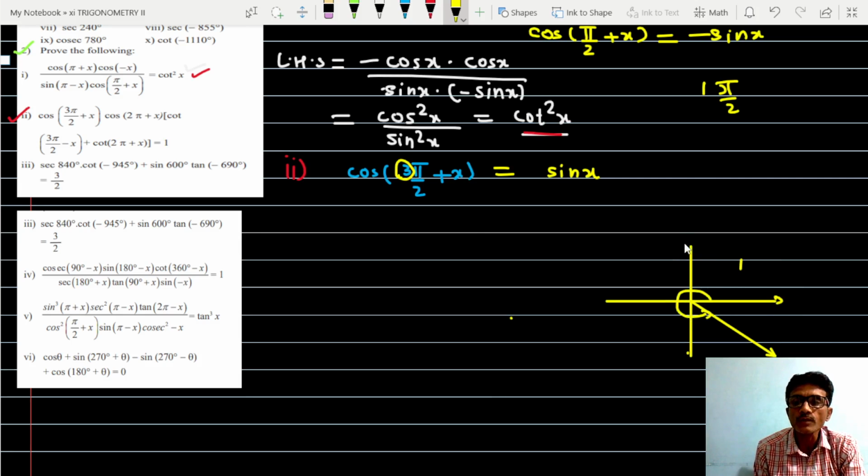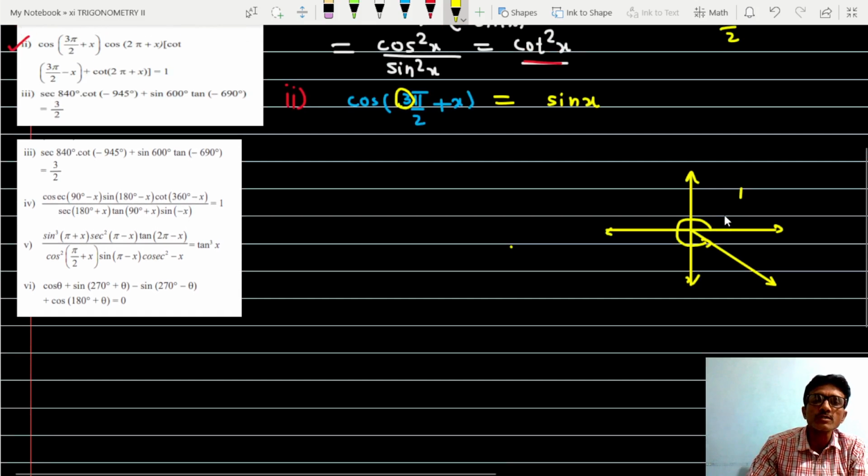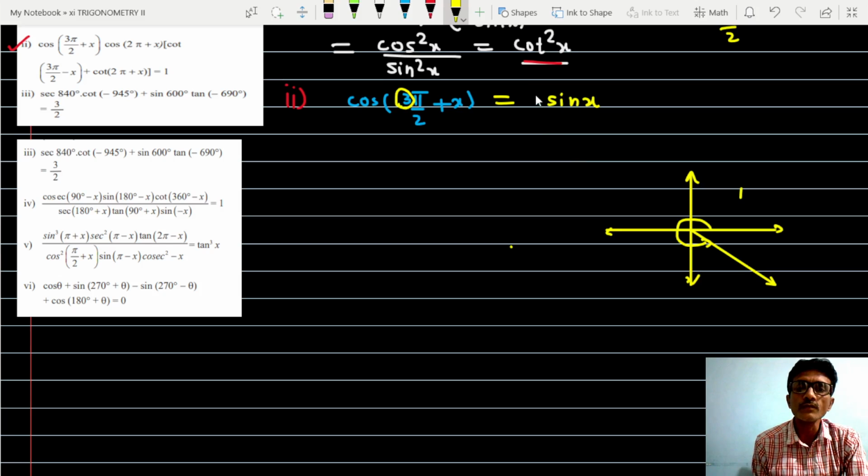3 pi by 2 plus x, यहाँ तक 3 pi by 2 होता है and plus x, so it is in what, fourth quadrant. Now in fourth quadrant cos is positive, so we will give here plus sign only. Then next angle is cos of 2 pi plus x.